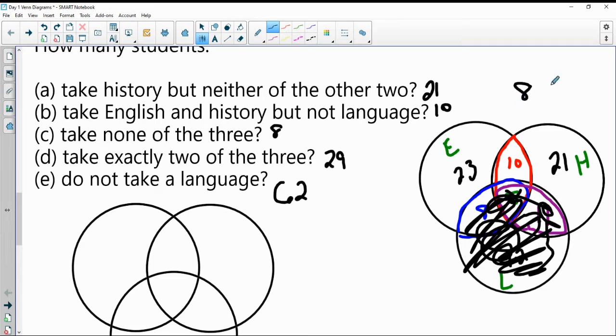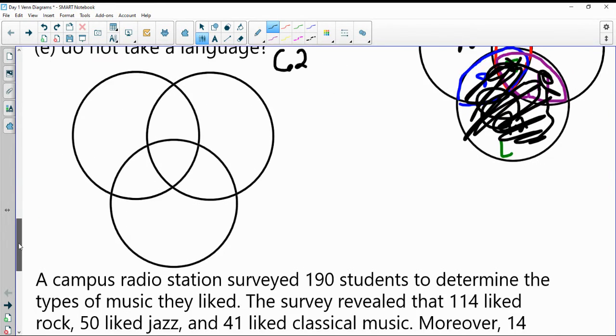Little tricky with that. So you may want to make your own little circle out here so you don't forget about these. These are none. The reason why it's totally separate is because they didn't take any of these, so none of them will overlap. Okay? All right, this is why I'm doing so many examples. I know it's a little confusing.